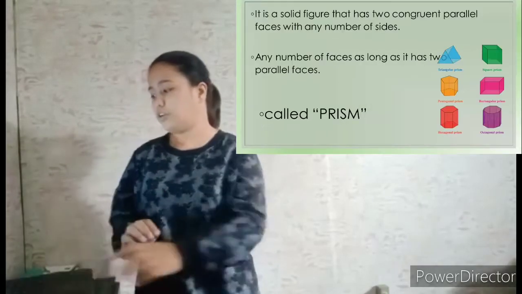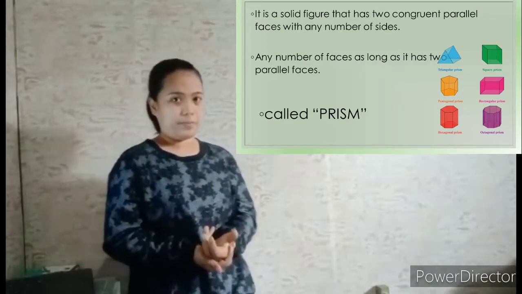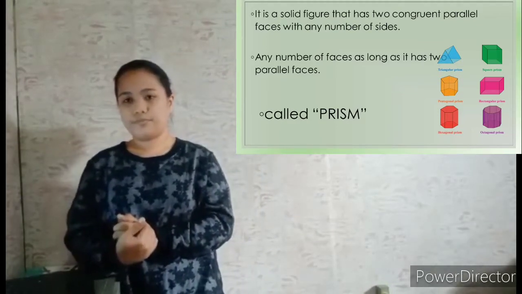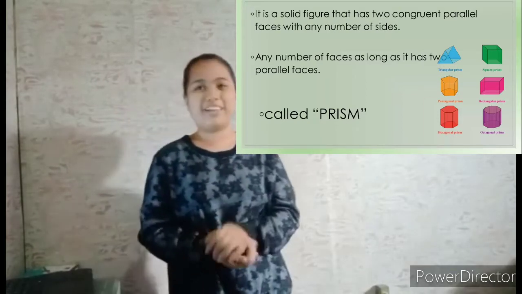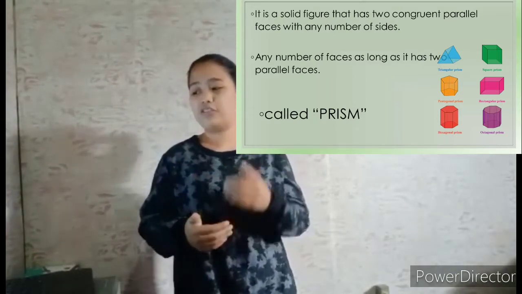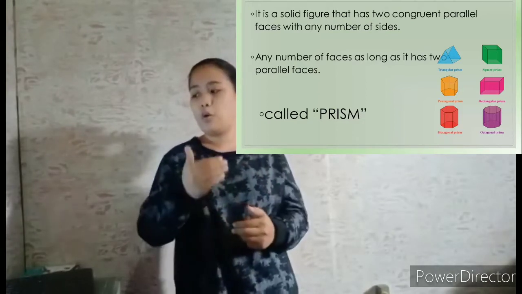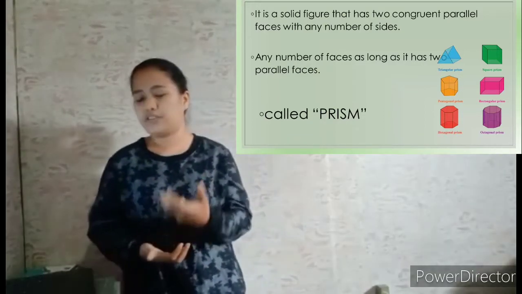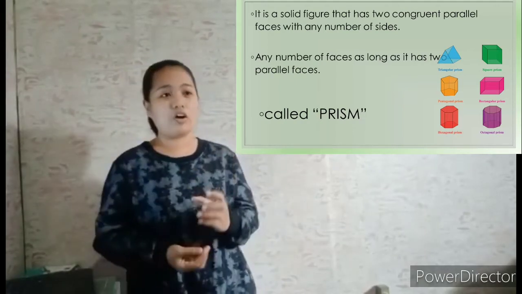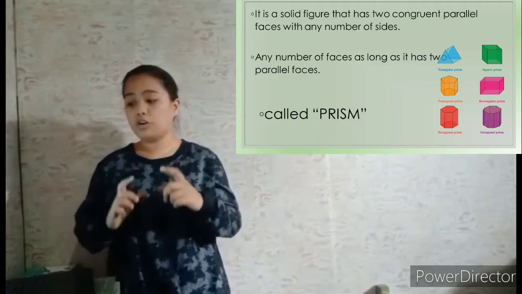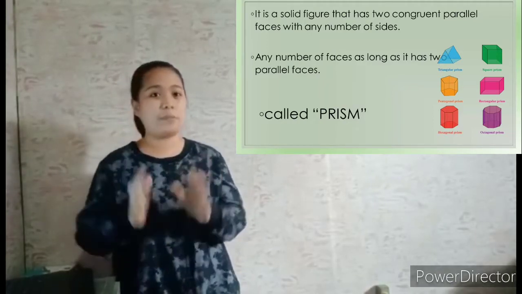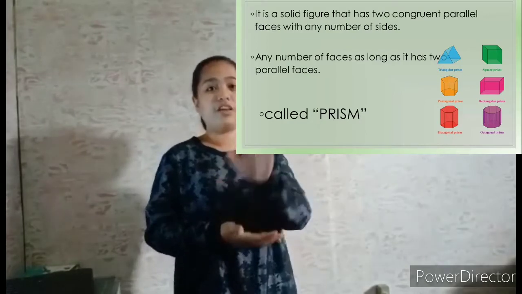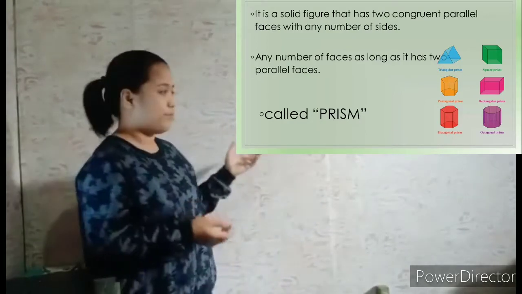Okay? Great. So let's proceed with the second one. The second solid figure that we have is what we call a prism. So what's a prism? Joy. Absolutely right. Thank you, Joy. It is a solid figure that has 2 congruent parallel faces with any number of sides. In other words, a prism can have many faces or sides as long as it has 2 congruent or parallel faces. When we say parallel, they have the same size, like the first face and the second face. These are the examples of a prism.